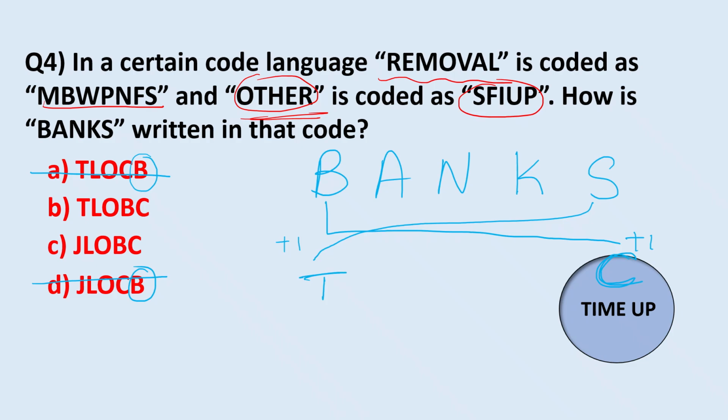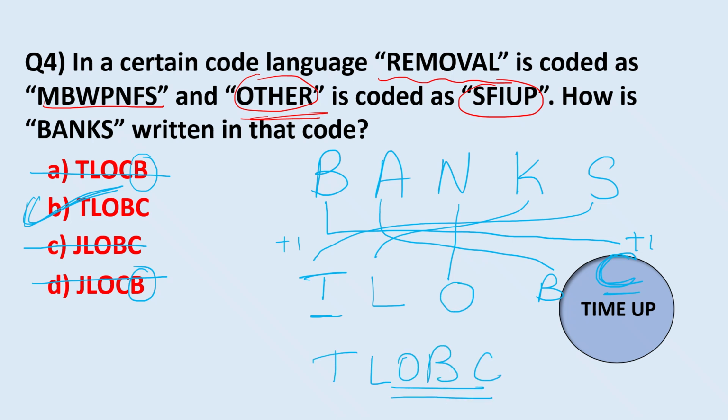See, here only you got the answer. Here the starting letter should be T, the ending should be C. So which is the correct option? Option C will also be eliminated because it is starting with J. Correct? So the correct option will be option B. Okay, if you want to solve, you can solve. A plus 1 will be what? B. K plus 1 will be what? L. And N plus 1 will be O. So you're getting T, L, O, B, C. Okay, so this is the zigzag pattern used.